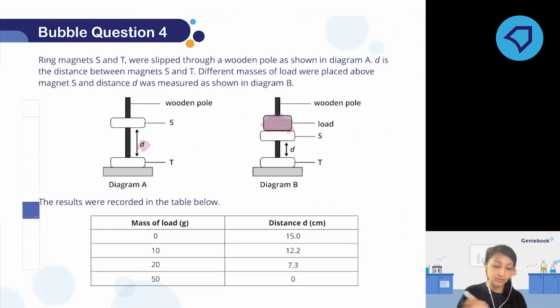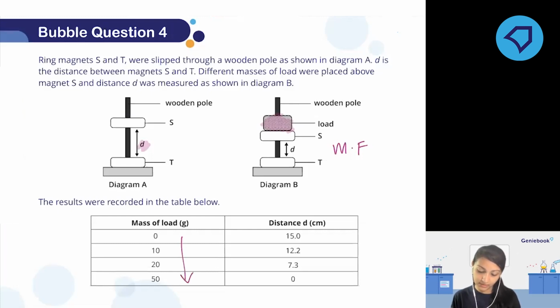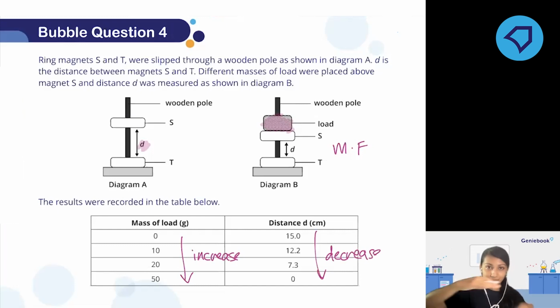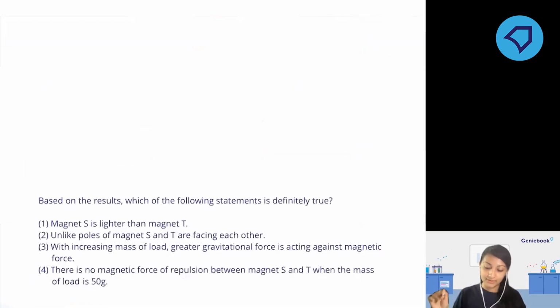What type of force is this? Yes, magnetic force. You just put MF, magnetic force. Okay, let's see, mass of the load. So as you increase the load, the distance actually decreases. Yep. So now that we know this information, somebody said, oh, forces of repulsion. Okay, good. Yeah, that's why it stays hovering on top, right?